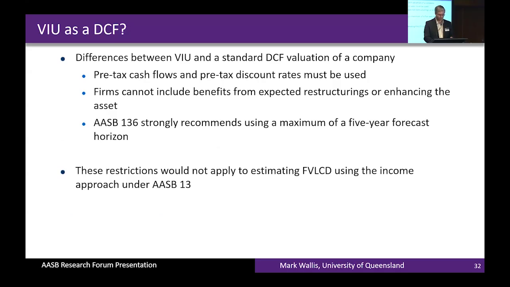There are some differences between value in use and how a typical investor would value, say, a company using a DCF model. The standard calls for using pre-tax cash flows and discount rates, but in practice, most people would use post-tax cash flows and discount rates if they were doing a DCF. The standard says that you're not allowed to include the expected benefits from uncommitted restructurings or enhancements of the asset, whereas of course you would do that if you were valuing a company. And the standard also strongly encourages firms to use a maximum of a 5-year forecast horizon, whereas if you were valuing a company, you could set that to whatever you felt was most appropriate.